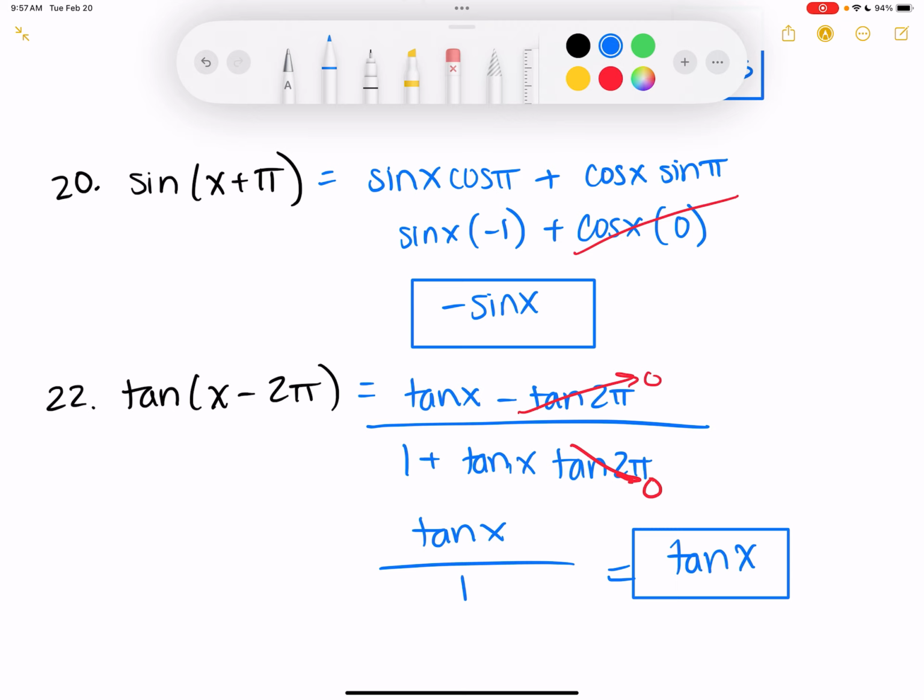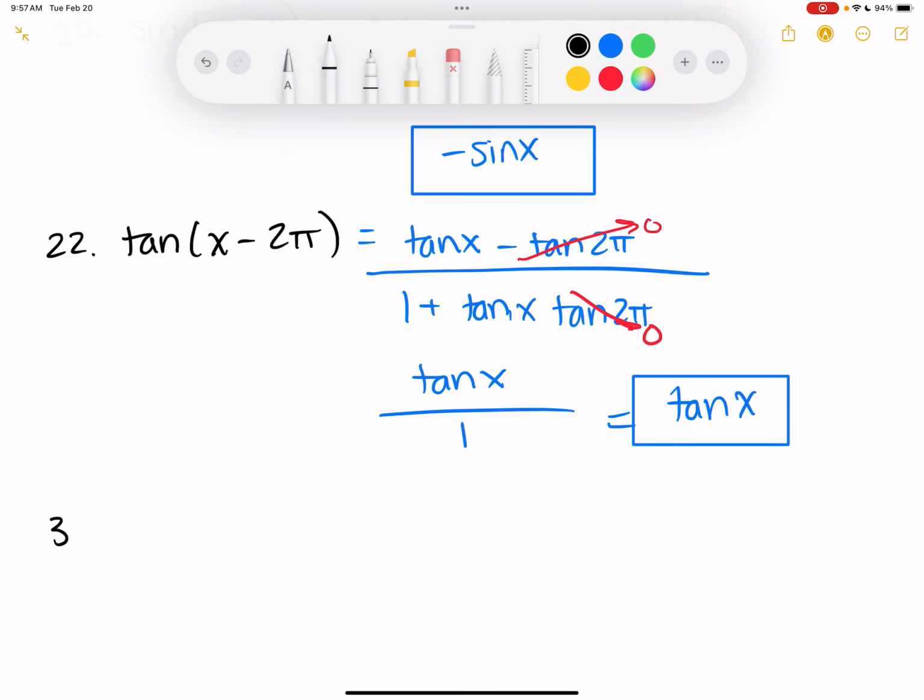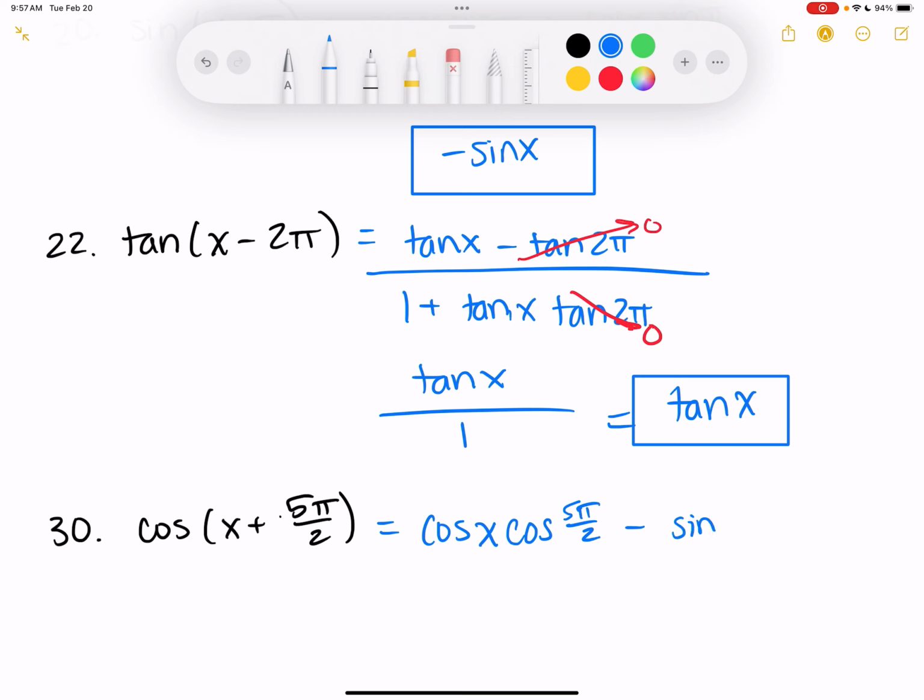Alright, one more. 30. Cosine of x plus 5 pi over 2. So how would I set this one up? Cosine of x, cosine 5 pi over 2, minus sine of x, because that's what I'm given. And then sine of 5 pi over 2.